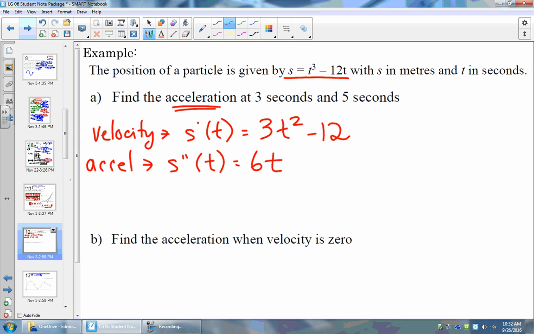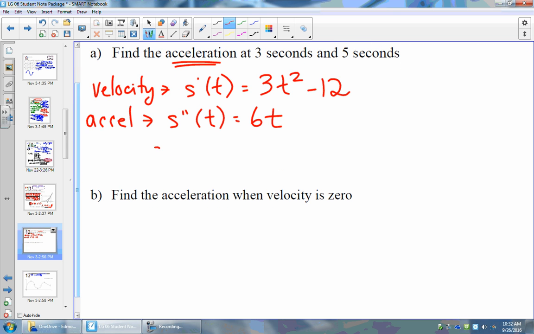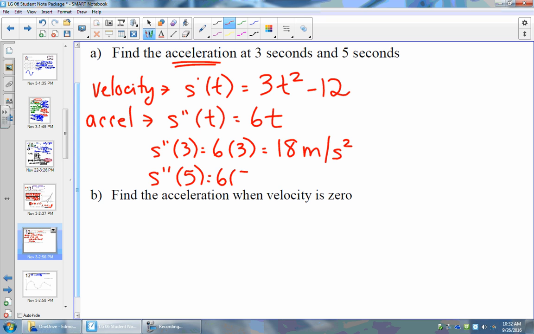Okay, does that make sense so far, hopefully? Now, if I'm looking at 3 seconds and 5 seconds, obviously that's what I'm going to be plugging in. So first of all, 3. So 6 times 3 is going to give us 18. Now remember, we're talking acceleration, so our units are going to be meters per second squared. Next one, 5 seconds. 6 times 5 is going to give us 30. And again, meters per second squared. So those are going to be our two accelerations at those specific times.